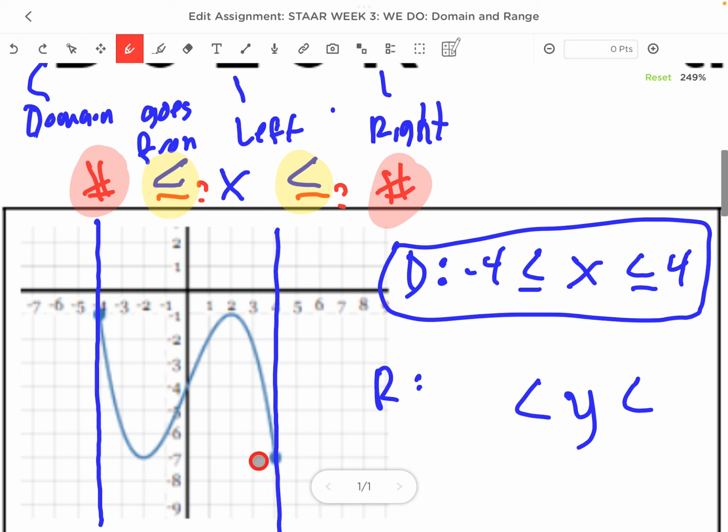So this and this actually are both the same lowness, the same depth. I'm going to just draw a line that goes right across from there. And then to the top, I'm going to go to the highest point. The highest point is going to be right over there.